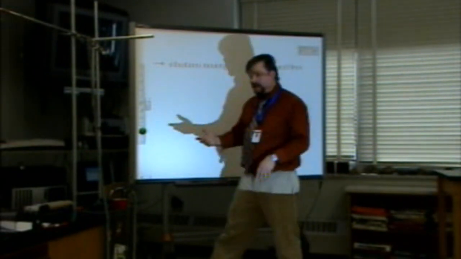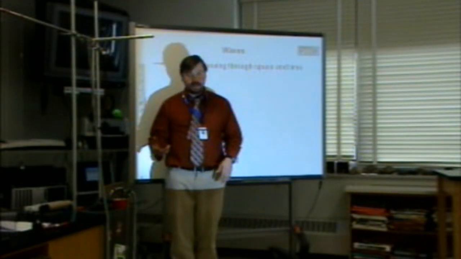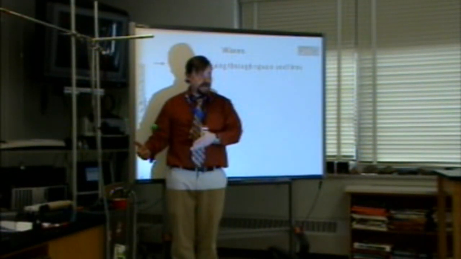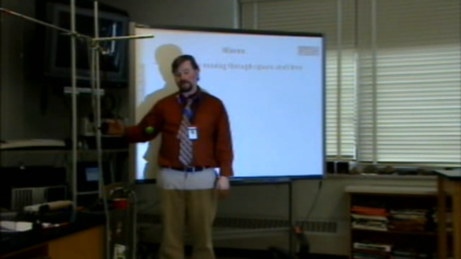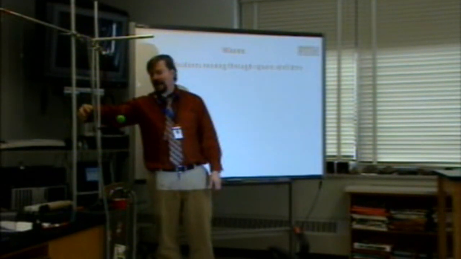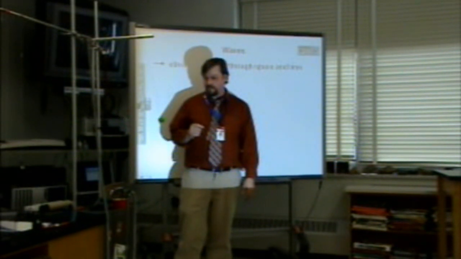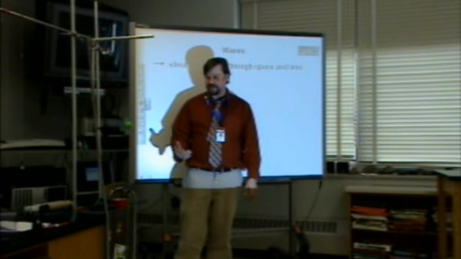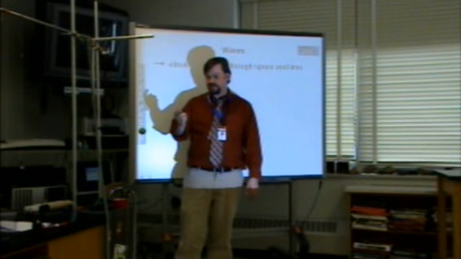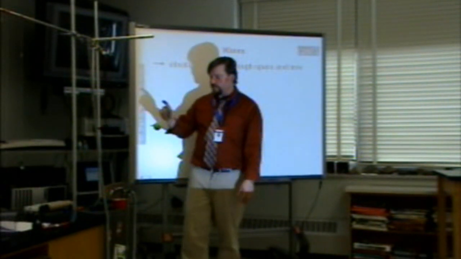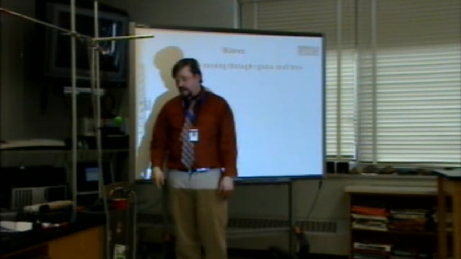Last time we talked about simple harmonic motion in a pendulum and a mass spring system. Now what we have is an action that repeats itself over and over again. This one is going horizontally back and forth, and this one is going vertically up and down.